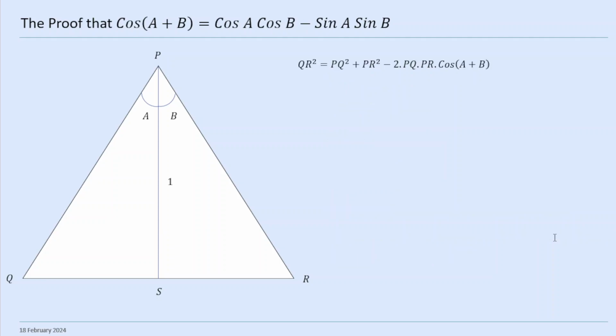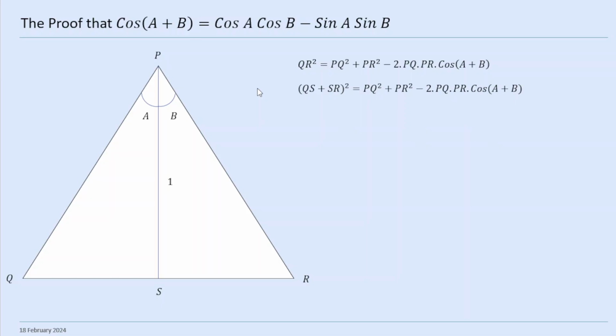So if we just look at the next one, cos A plus B equals cos A cos B minus sine A sine B. So here we're using the cosine formula. The point is that QR squared equals PQ squared plus PR squared minus 2 PQ PR cos A plus B. That's the kind of standard formula.